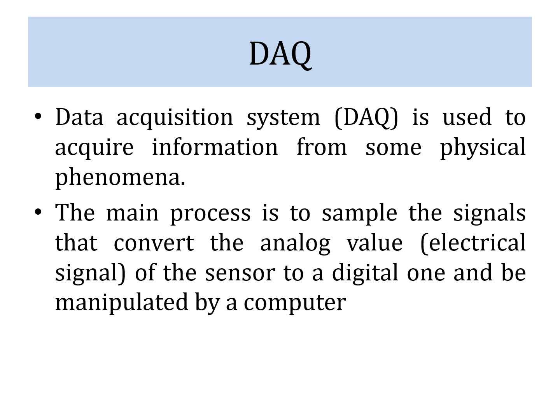As we already know, data information from any phenomena, and the main process is sampling the signals and converting them into electrical and further into digital so that it can be stored and manipulated by a computer.